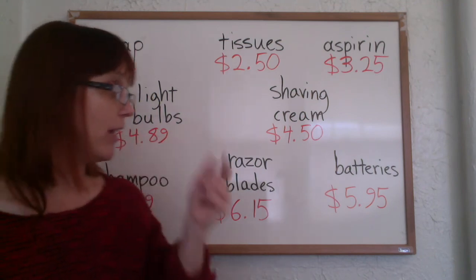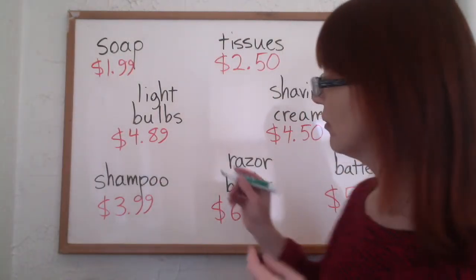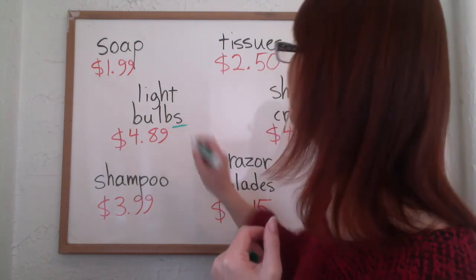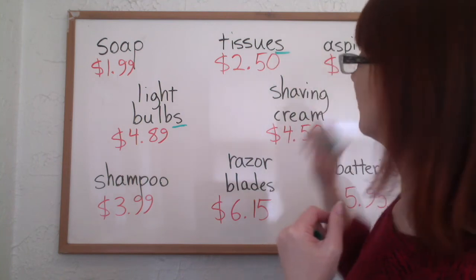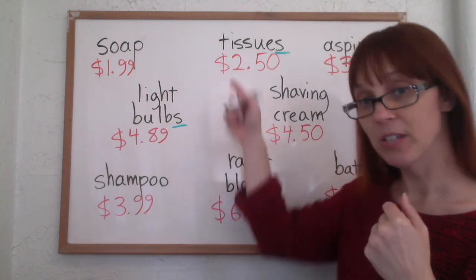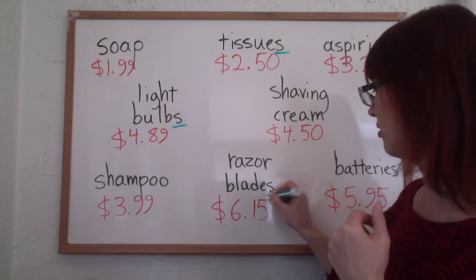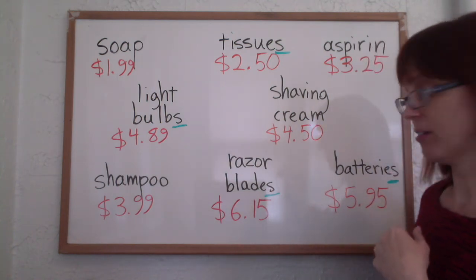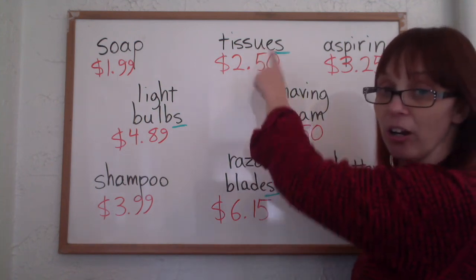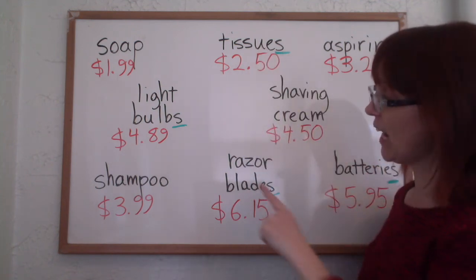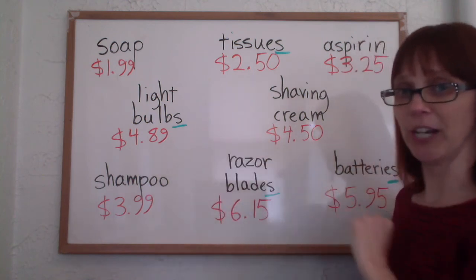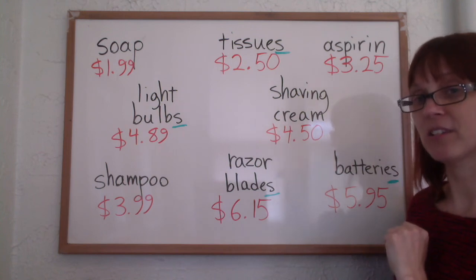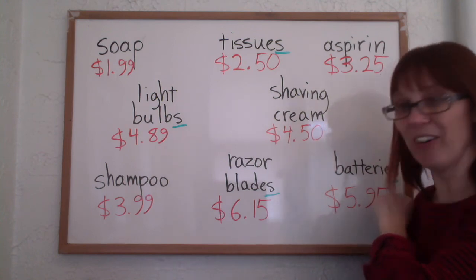So when we talk about items, is it plural? Think about if there is an S at the end. Light bulbs, tissues, razor blades, batteries. How much are the tissues? How much are the light bulbs? How much are the razor blades? How much are the batteries?